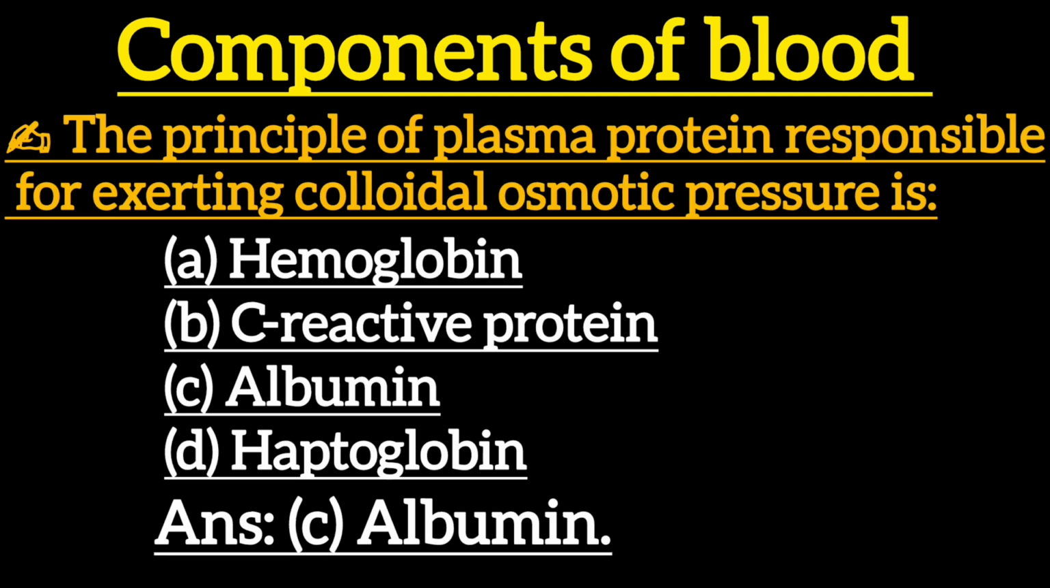Next one is the principle of plasma protein responsible for exerting colloidal osmotic pressure is option A hemoglobin, option B C reactive protein, option C albumin, option D haptoglobin. Correct answer is option C albumin.